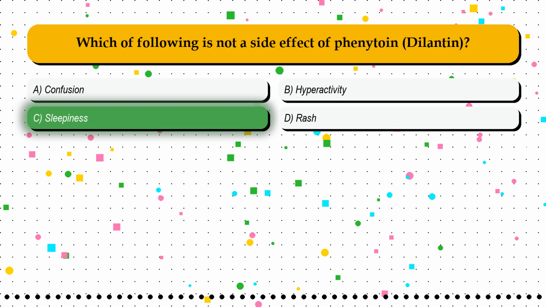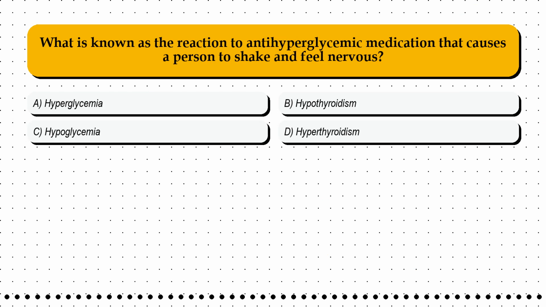The correct answer is option C. Sleepiness. Question 44. What is known as the reaction to anti-hyperglycemic medication that causes a person to shake and feel nervous? Option A. Hyperglycemia. Option B. Hypothyroidism. Option C. Hypoglycemia. Option D. Hyperthyroidism.